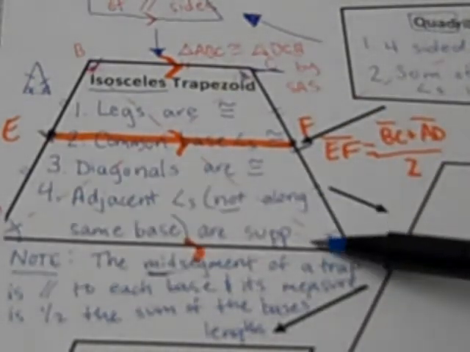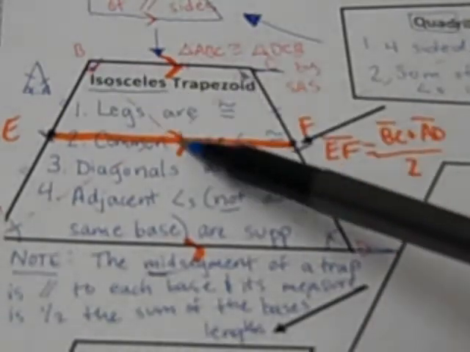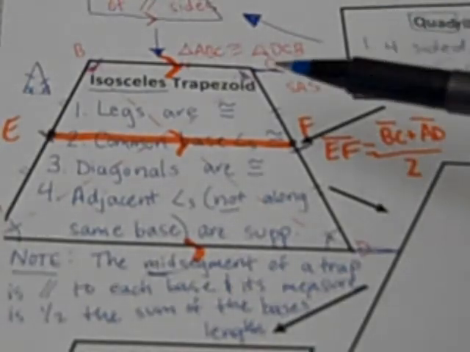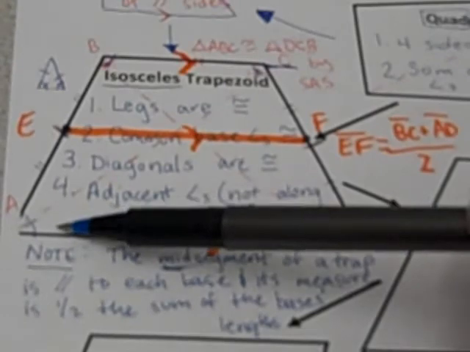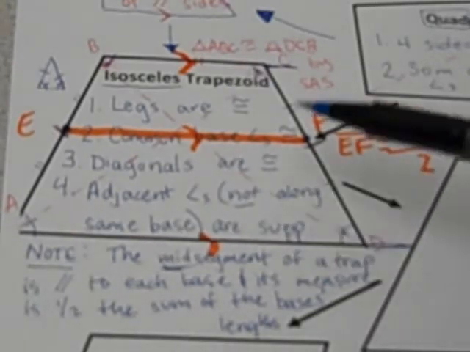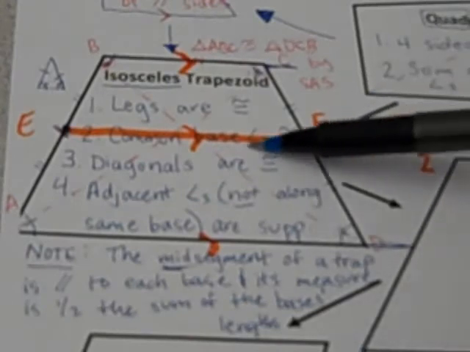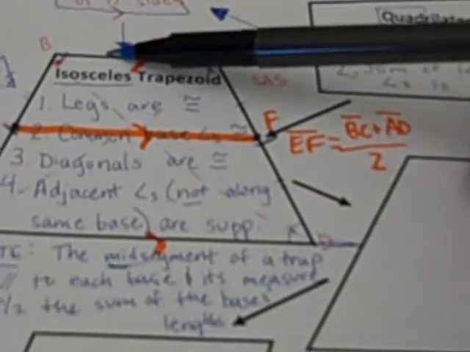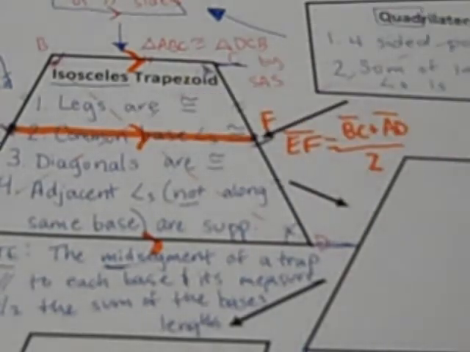Our common base angles here and here are congruent. The diagonals going across the shape are congruent. The adjacent angles that are not along the same base, so angle C, angle D, angle B, angle A, are supplementary. They add up to 180 degrees. And the mid-segment of the trapezoid is equal to 1/2 the bases. So we add the top, the bottom, divide by 2, and we get that length.